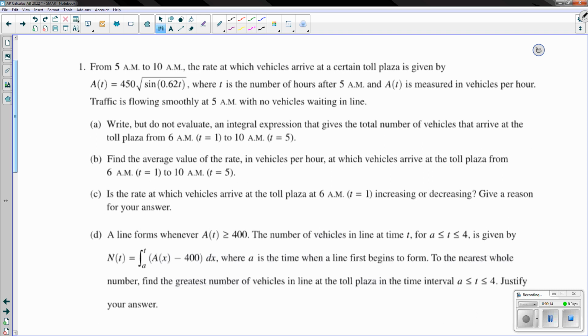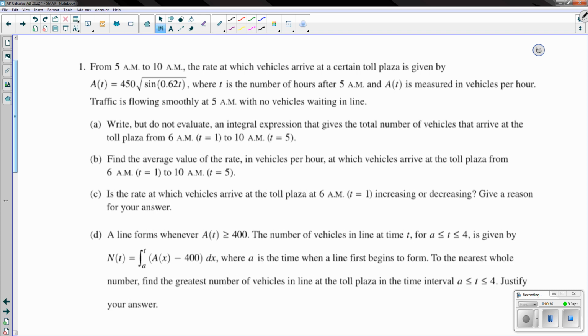From 5 a.m. to 10 a.m., the rate at which vehicles arrive at a certain toll plaza is given by A of t equals 450 times the square root of sine of 0.62 t, where t is the number of hours after 5 a.m., and A of t is measured in vehicles per hour. Traffic is flowing smoothly at 5 a.m. with no vehicles waiting in line.